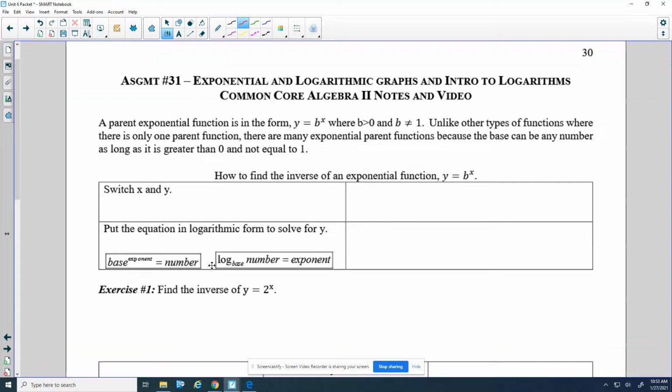So in this lesson, we're going to start to look at the graphs of exponential functions and also their inverses. And we're actually going to start there and talk about finding the inverse of an exponential function.